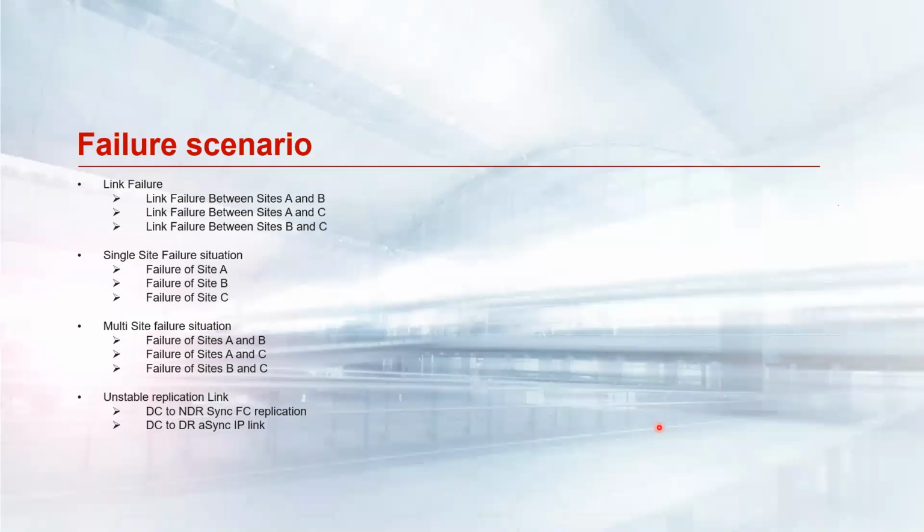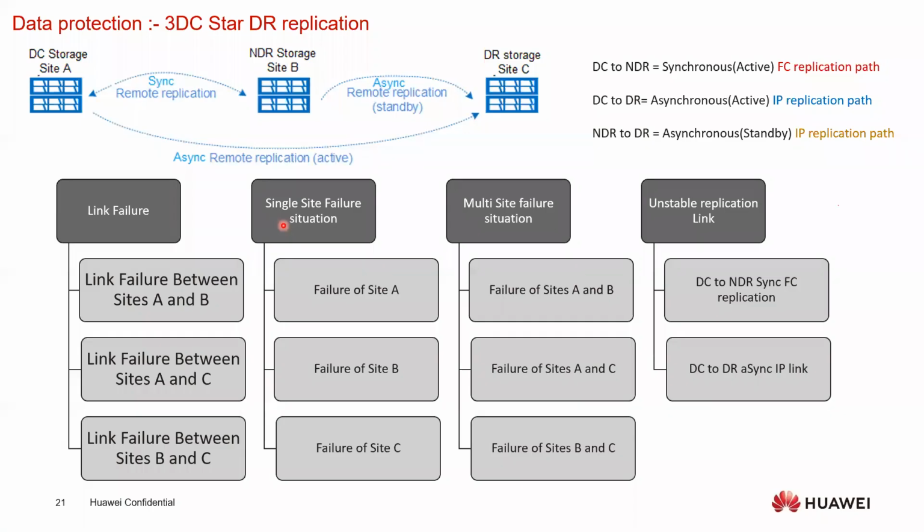There are multiple situations that arise in how the data is consistent between the two sites or between the three sites. So the first logic is let's understand the link failure situation, the single site failure situation, the multi-site failure situation, and even the instability of the link replication situation. So in this situation, if I'm talking about my 3DC topology, you can see here site A and site B are the sync replication, and preferably for sync replication, it is required to have a lossless network, which comes with the FC protocol, the fiber channel protocol.